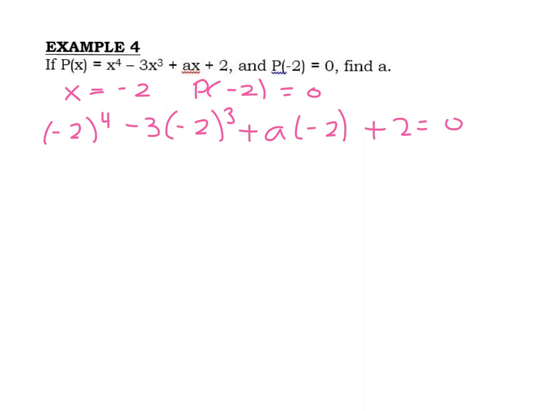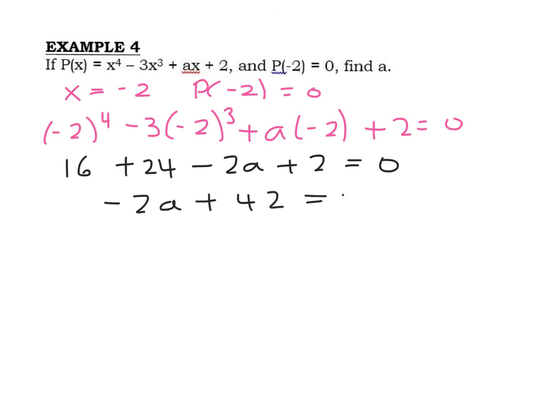So -2 to the power of 4 is 16. -2 cubed is -8. Times by -3 will be plus 24. Minus 2a plus 2 is equal to 0. If I collect my like terms, I get -2a plus 42 is equal to 0. So -2a will equal -42, and a will equal 21.